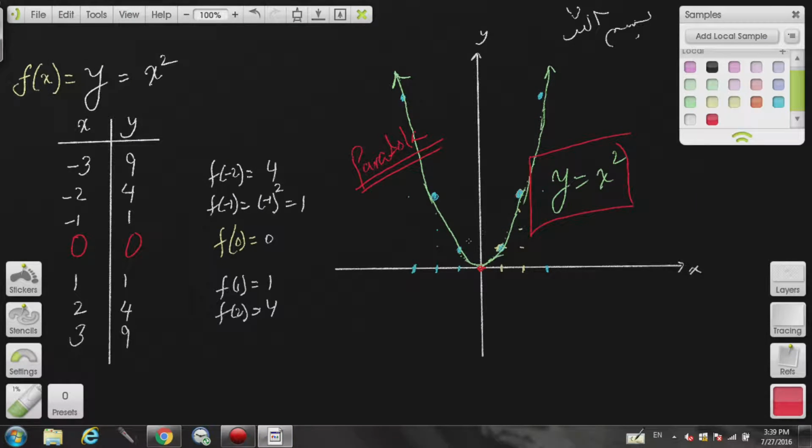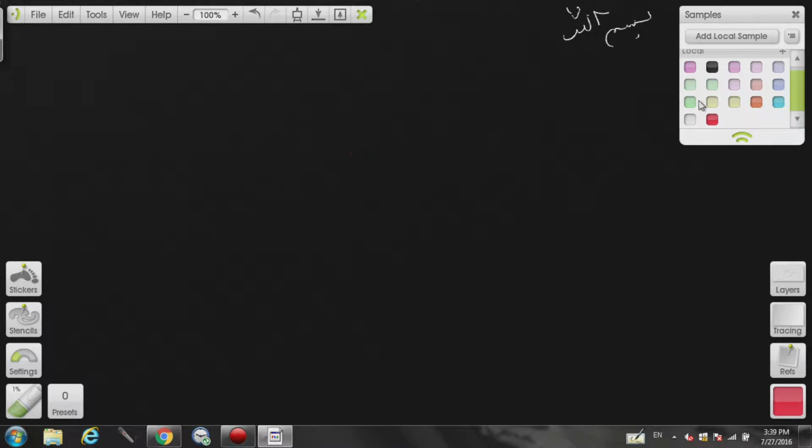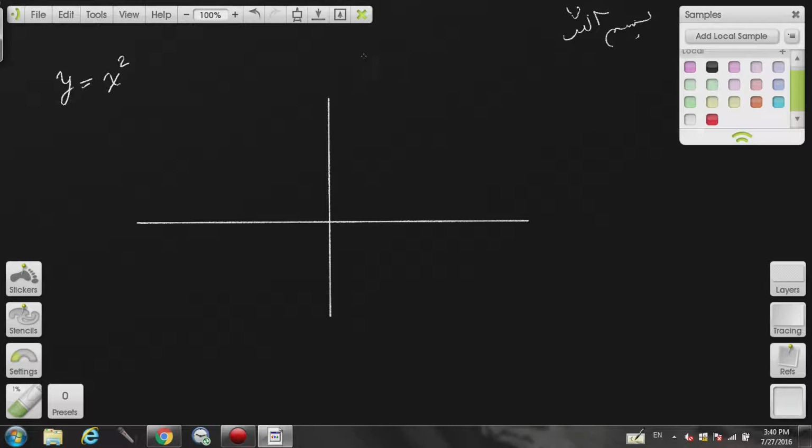So let's try to understand a parabola. Again, y equals x squared is the parent graph for quadratic functions. And the quadratic functions, all quadratic functions, are parabolas. All of them are parabolas.